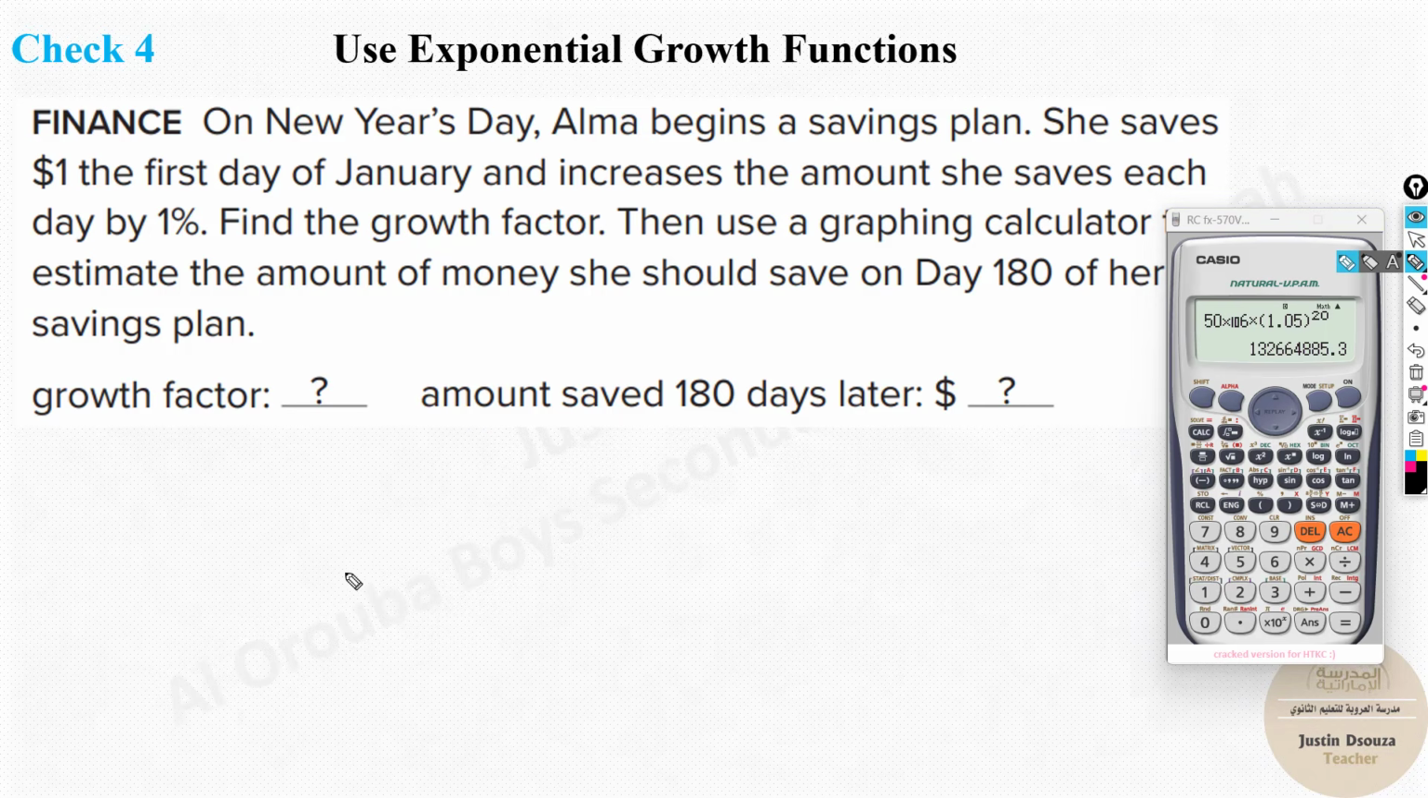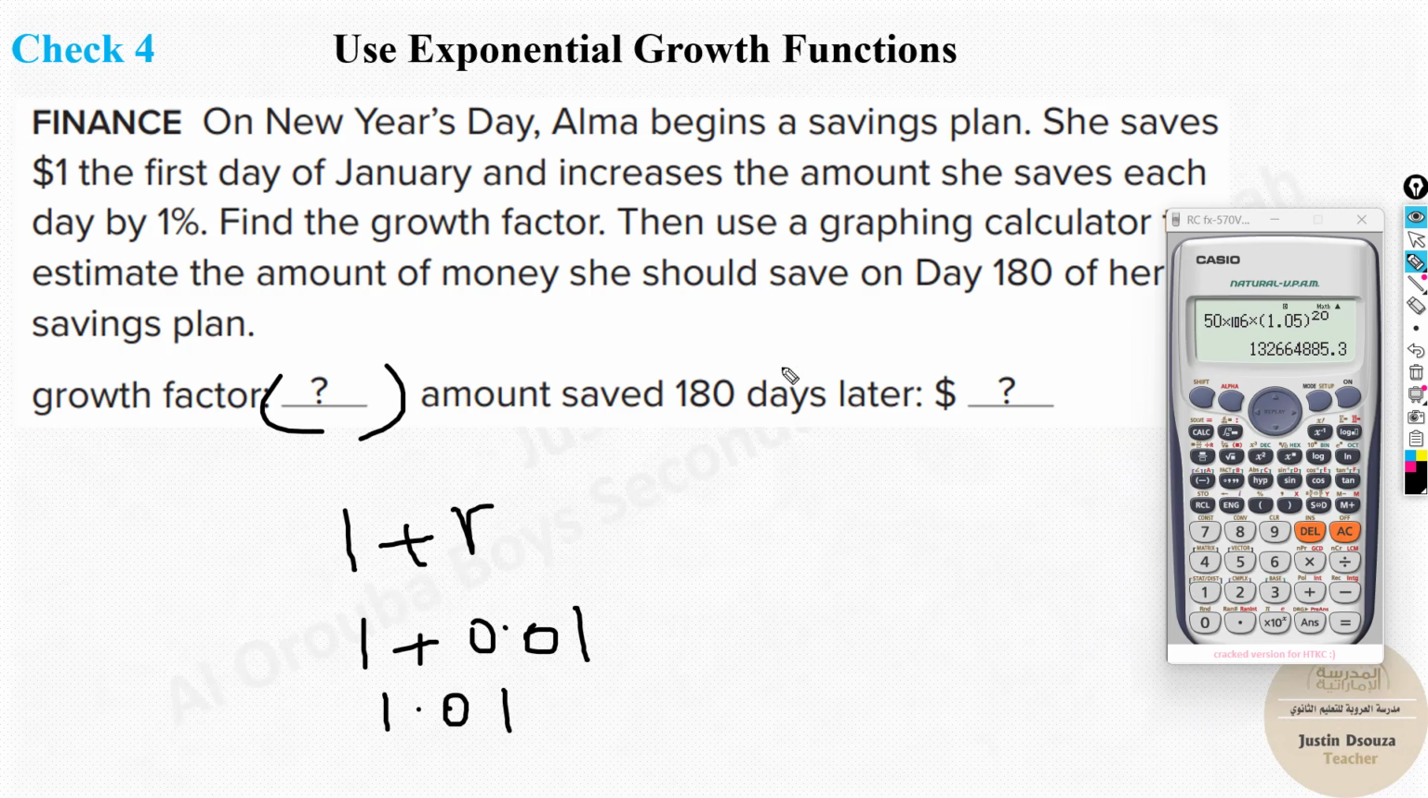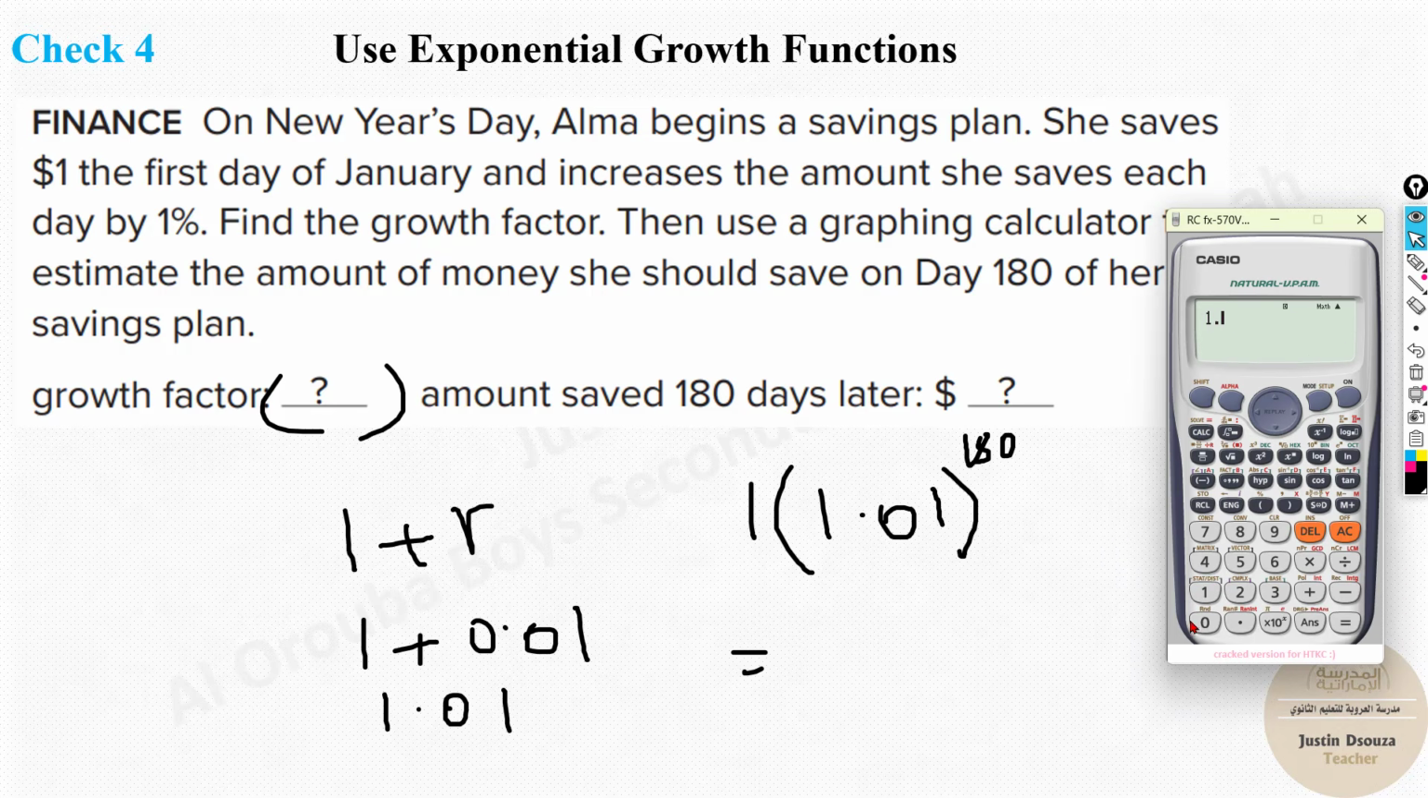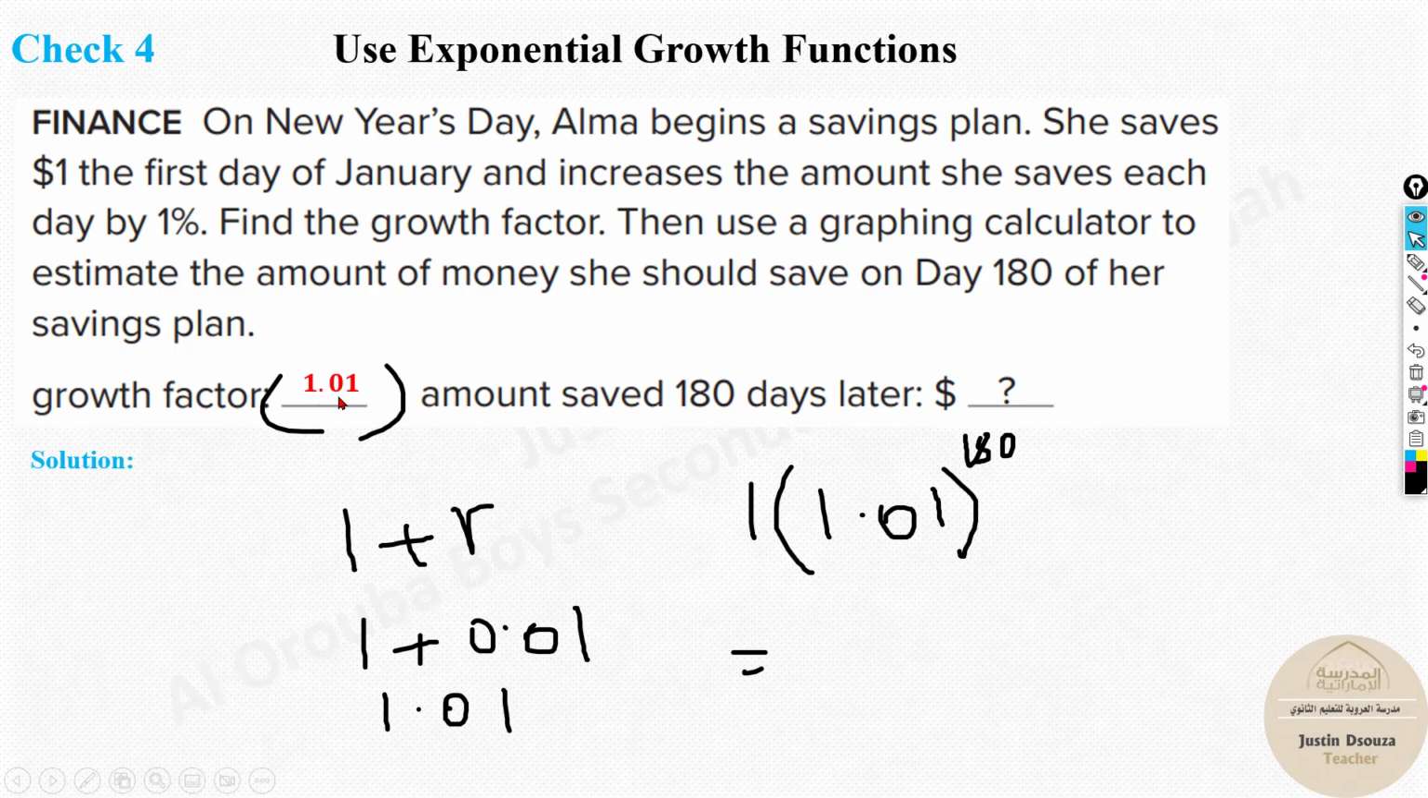So you know what is the growth rate? 1 plus r, so 1 plus r is 0.01. So it's 1.01. This is your growth factor over here. Now what happens after 180 days? That means initial amount 1 multiplied by 1.01 to the power 180. What is the answer? We need to use the calculator. 1.01 to the power 180, because multiplied by 1 is the same thing. It's almost 5.99, $6. So the answers must be 1.01 and $6. So this is the answer. I hope this is clear.